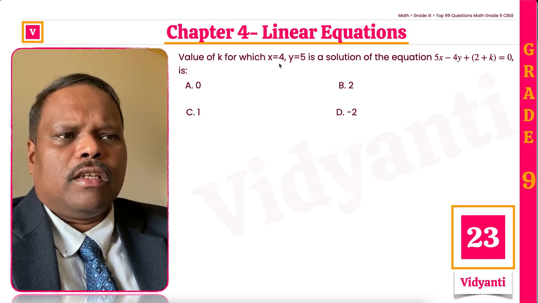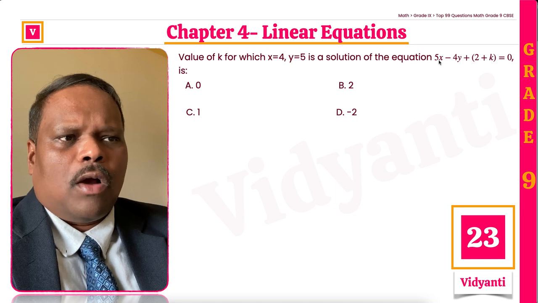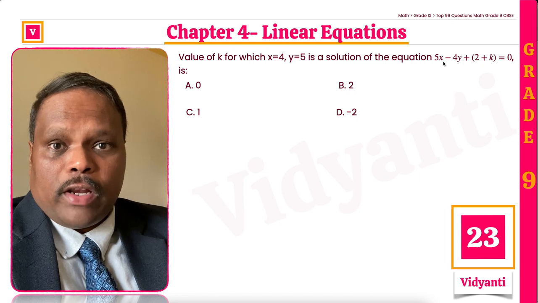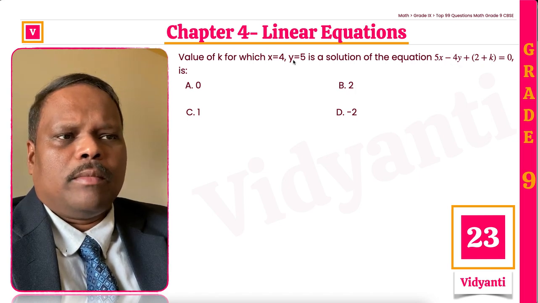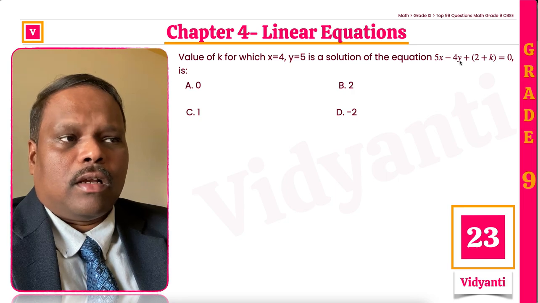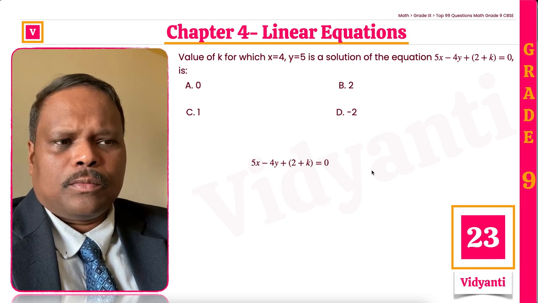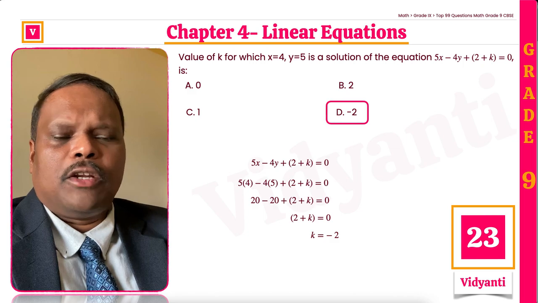Value of k, x equal to 4, y equal to 5. Now x equal to 4, that means we have to substitute the value of x, that's 4, so 5 times 4 is 20, minus 4 times y, which is also 20, so 20 minus 20 we get 0, so 2 plus k should be 0, so k should be -2, and -2 will be the answer.